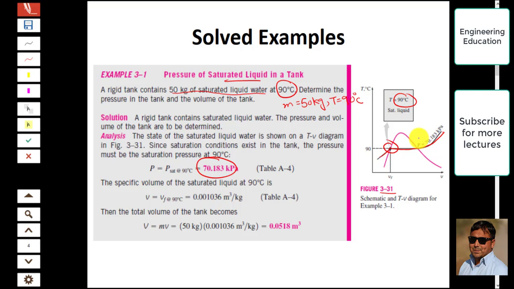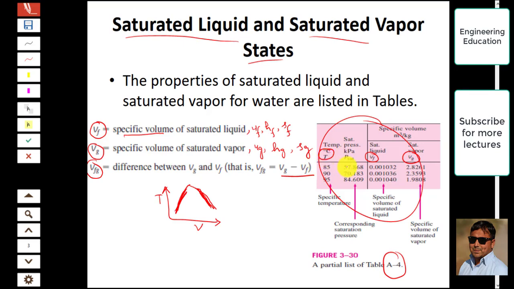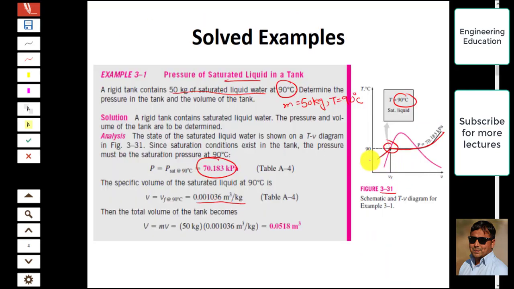And the specific volume of the saturated liquid at 90 degrees C is represented by vf. So the vf value from this table at 90 degrees centigrade is 0.001036. Also we can read the value of vg from here, but it is not required in problem 3.1. So we pick only the value of vf, that is 0.001036 cubic meter per kilogram.